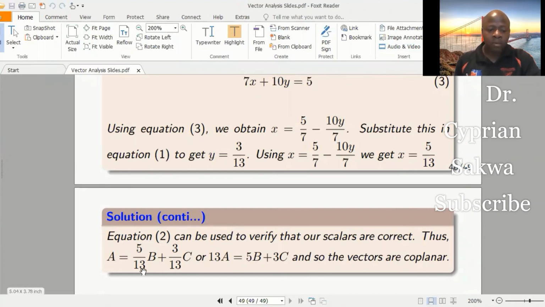Which means that A can be written as a linear combination of B and C this way. And so since A can be written as a linear combination of B and C, we conclude that the three vectors given to us were coplanar. Otherwise, if it had not been possible to write A as a linear combination of these other vectors, then we would say that the vectors were not coplanar.